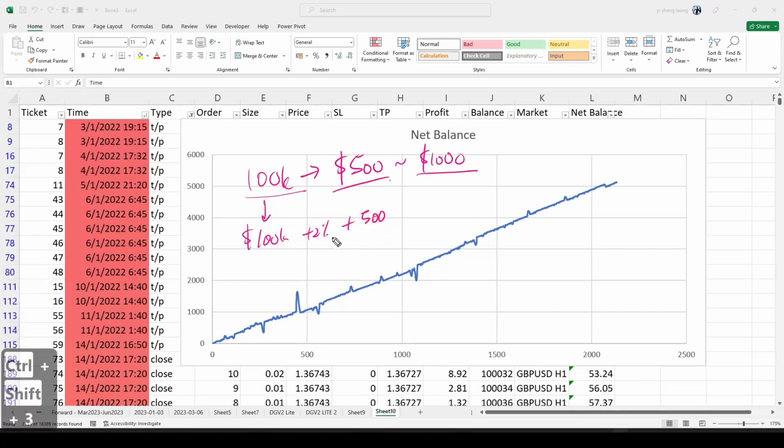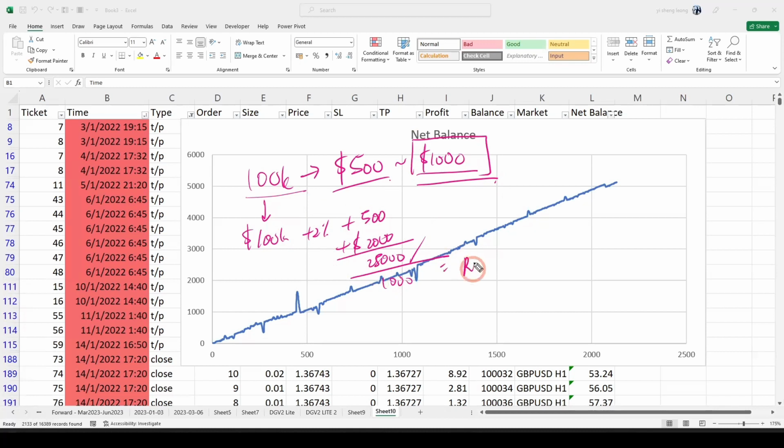After that, at the same time, 2% of 100K is another $2,000. That means a total of $2,500. That means your spending versus this is your $1,000, your ROI is 250%. That means by just using DGV2, your ROI is about 250%, and that is provided at just three markets.